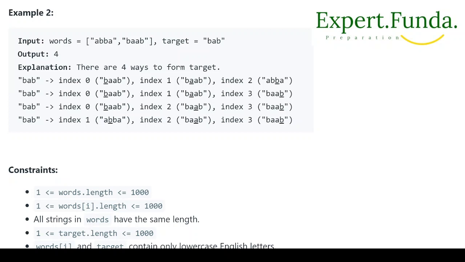Now similarly we have this other example. It's not a big deal, the same thing. As you can see, we have to form BAB, and they have the strings given. To make BAB, first we choose B, then from the next index we choose A, and then B, another one A from this one. So we can form it like this. Okay, so in total 4 approaches we have, and that's why our output is 4.